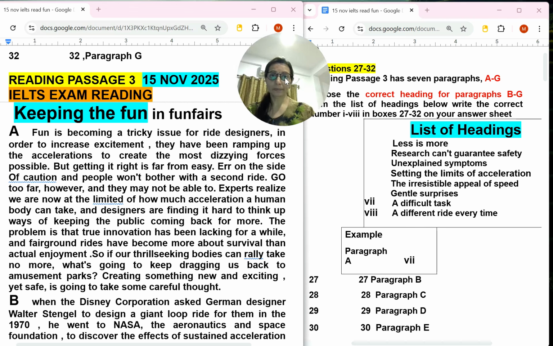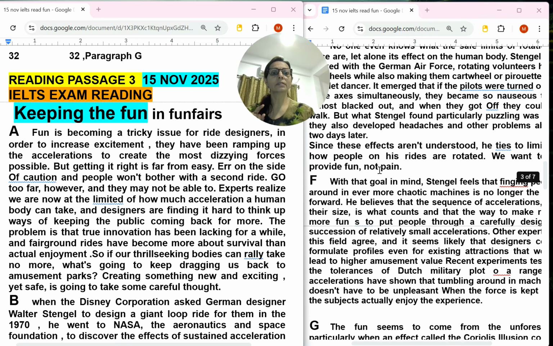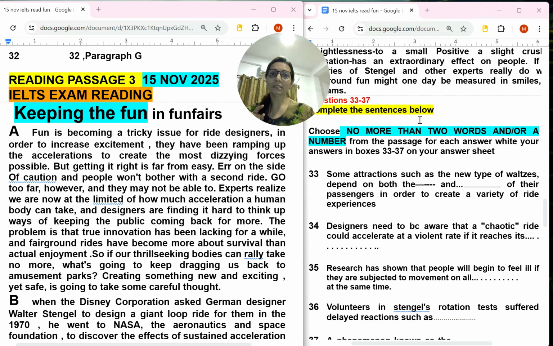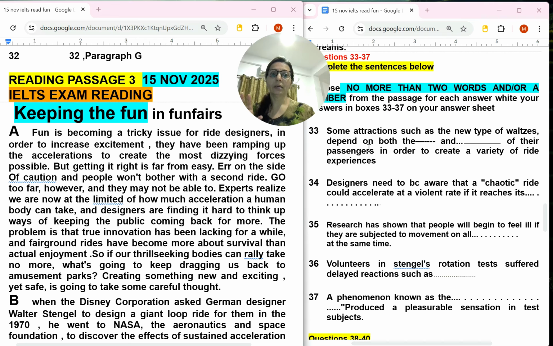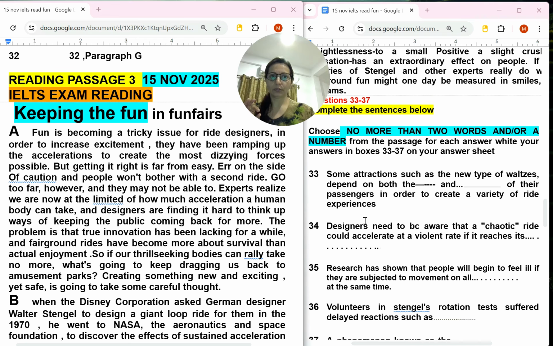So we will be doing this reading passage, keeping the fun in fun fairs. I have already done list of headings for this reading passage in the previous video. You can watch the previous video. Here we will be doing fill in the blanks, complete the summary, complete the sentences below, no more than 2 words and or a number. And the yes, no, not given, I will try to do it. So complete the sentences below.